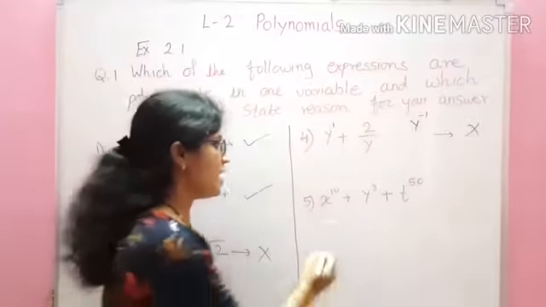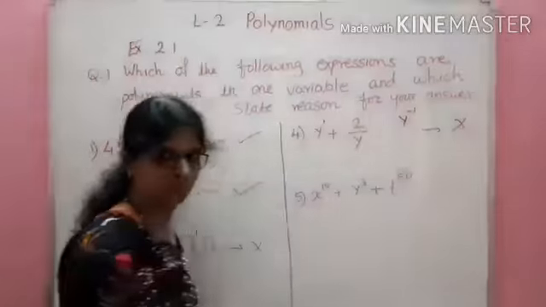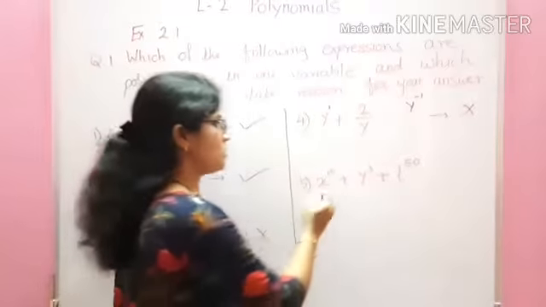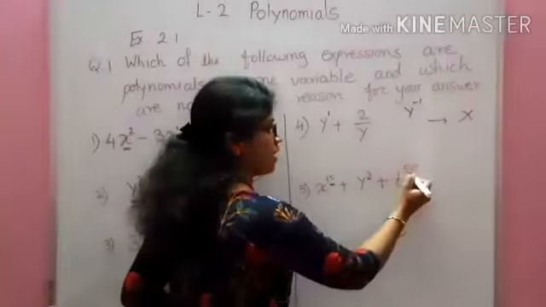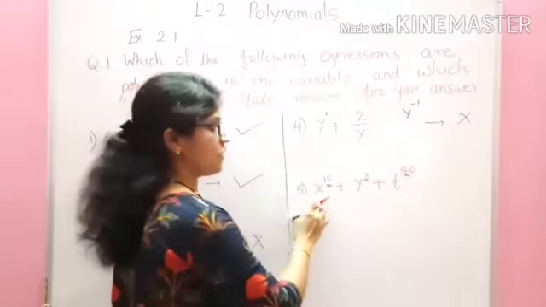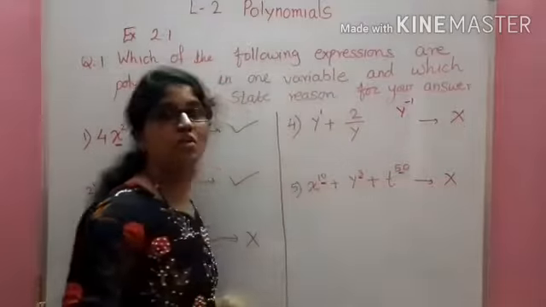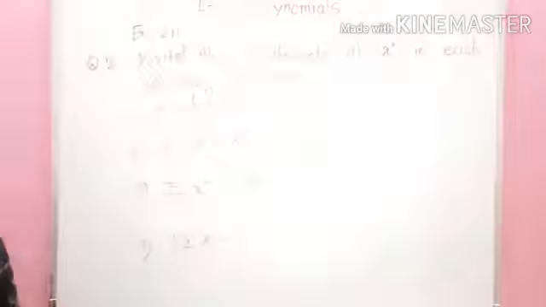Next example, x raised to 10 plus y raised to 3 plus p raised to 50. It is a polynomial because these are whole numbers. But what is our condition? One variable. Here 3 variables are used. So it is not a polynomial in one variable.